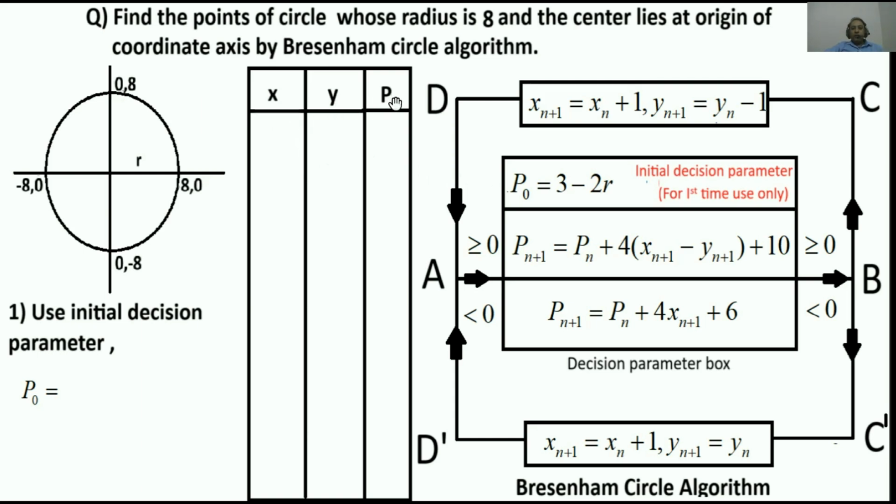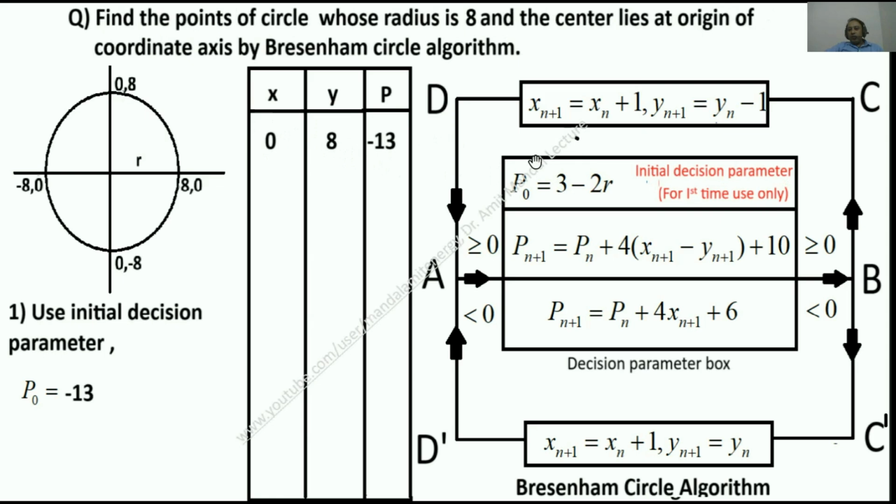Let's learn. The first step is to write the initial x, y. We are starting from (0, 8). We have to find the points of the octant, so I have written it here. In the decision parameter box there are three decision formulas. P stands for decision. The first one is P0 = 3 - 2r. This is the initial decision parameter, used only when you start the algorithm. From the next step you will not use this formula. The next formula is Pn+1 = Pn + 4xn+1 - yn+1 + 10. Here n+1 stands for the next point and n for the previous point, so Pn+1 is the next decision parameter and Pn is the previous decision parameter.